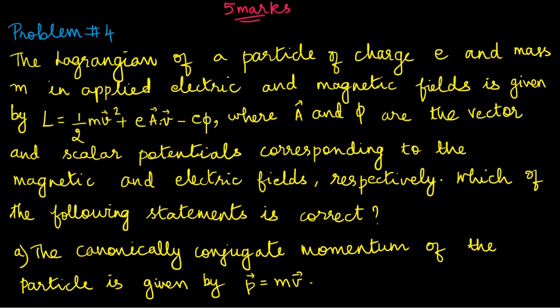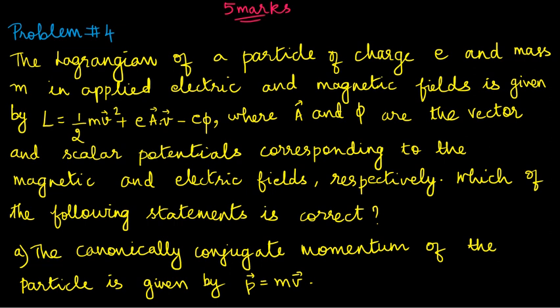So our problem 4: we have a Lagrangian given in the presence of electric and magnetic fields, and here A and phi are the vector and scalar potentials, and we have to find which of the following statements is correct. This problem is from classical mechanics and electromagnetics, both are involved here, because electric and magnetic fields and the Lagrangian are involved. So let us see which of the following statements is correct.